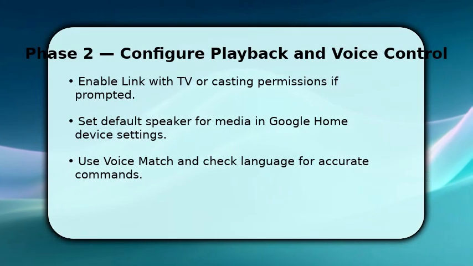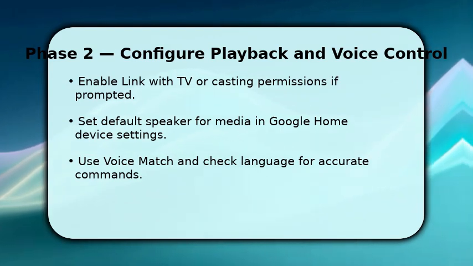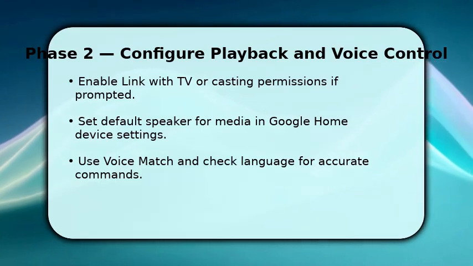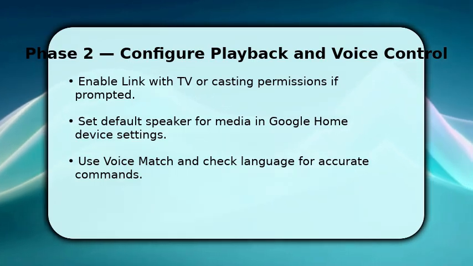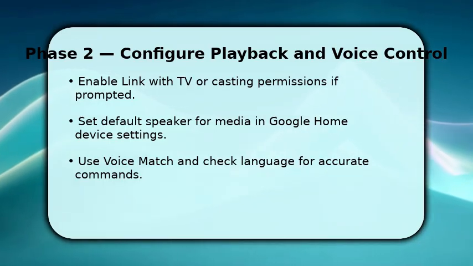Once casting is established, refine how playback behaves. In the Google Home app, choose your speaker and set it as the default media output so phone or tablet sends audio there automatically. Enable any required casting permissions and link with TV options if you want visual output. Use voice match so the speaker recognizes your requests.